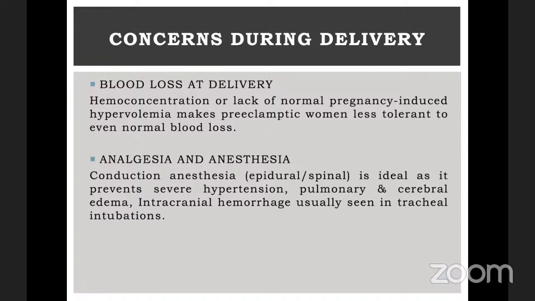Concerns during delivery: blood loss. Hemoconcentration or lack of normal pregnancy-induced hypervolemia makes pre-eclamptic women less tolerant to even normal blood loss. Analgesia and anesthesia: conduction anesthesia, epidural or spinal, is ideal as it prevents severe hypertension, pulmonary and cerebral edema, and intracranial hemorrhage usually seen in tracheal intubations.